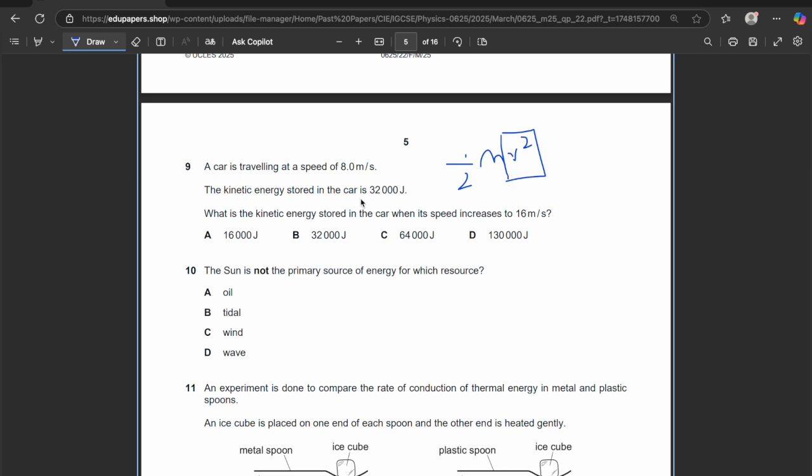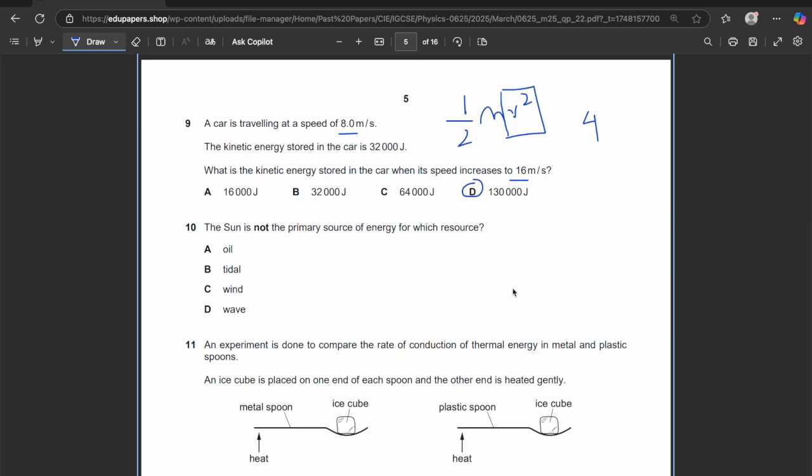What I mean is, now we have 8 and 16, and 16 is twice 8, but because we have to square the number, the kinetic energy will be increased by a factor of 4. So 32 times 4 is 128. If we round that up, we get 130. So 130,000 joules. D.